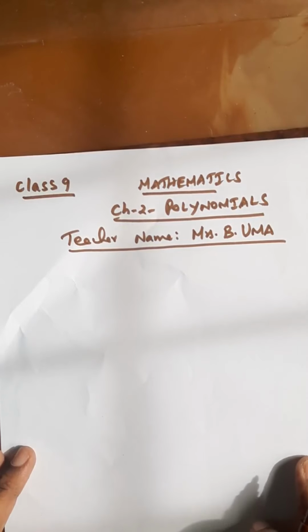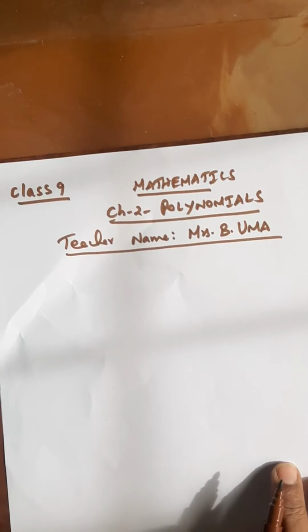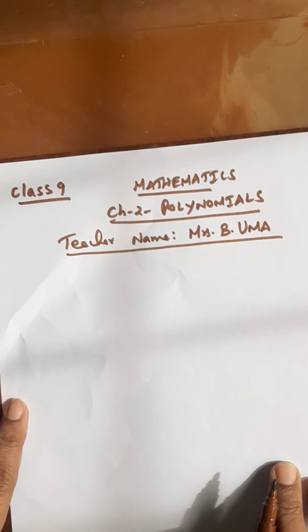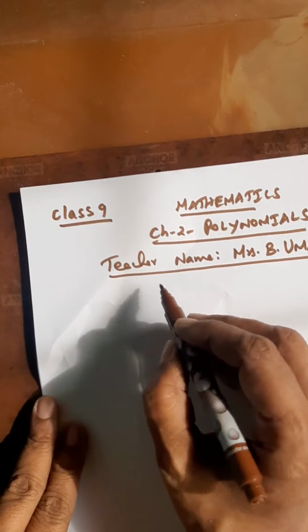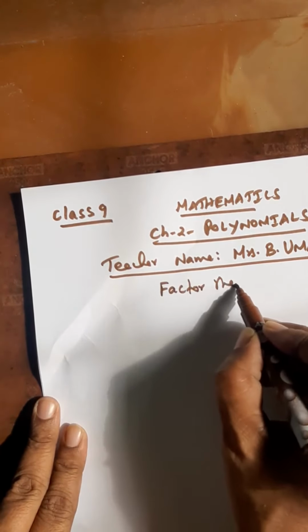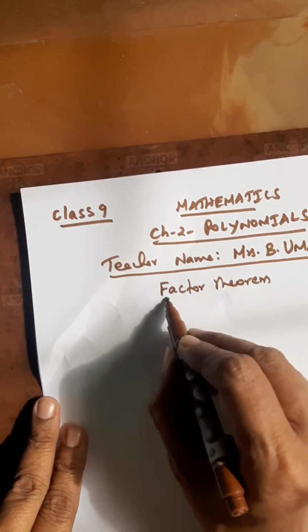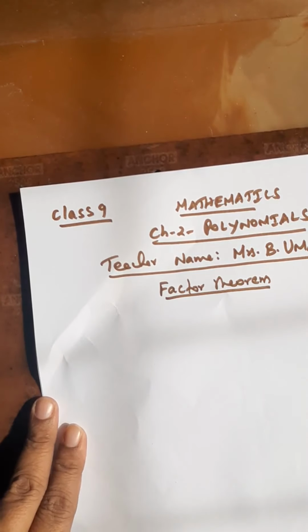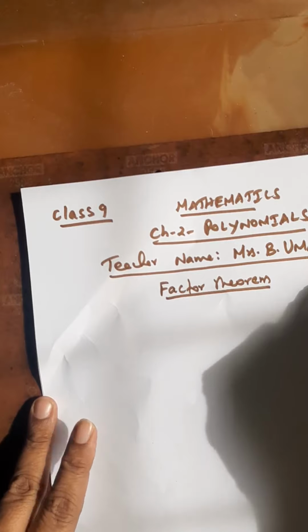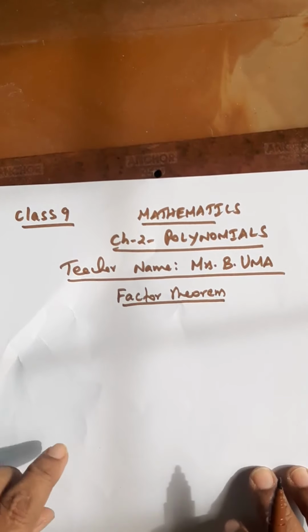In the previous video, we saw the proof for remainder theorem. Now, today we are going to see the proof for factor theorem, another concept in polynomials. Factor theorem. You are familiar with the term factor. Am I right? What is the difference between the divisor and factor?